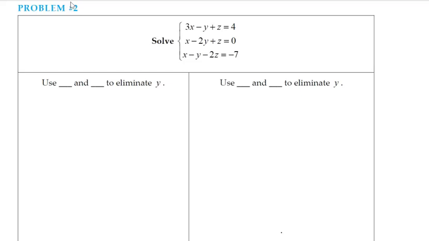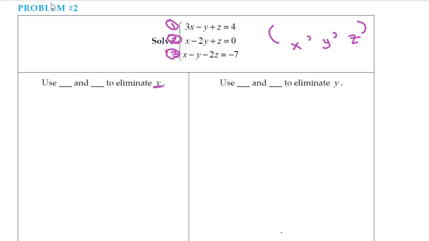Okay, so first starting out, I've got three equations, three variables, and so I know my answer needs to be an ordered triple. So I need to find x, y, and z. All right, and so I'm going to name this equation 1, equation 2, and equation 3. Now, looking at this, it's giving us a clue to eliminate y first.